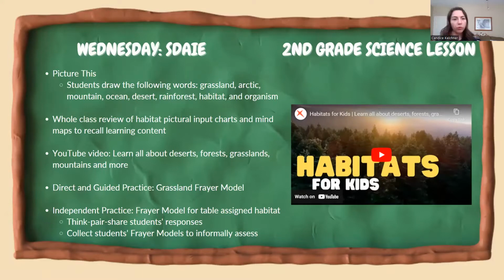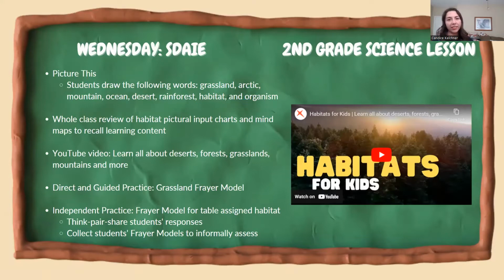So the lesson will start with a picture of this activity. Students will receive a blank sheet of paper, fold that paper so that there's 8 squares on it, and then on each square they'll create an unlabeled drawing for each of these vocabulary words that I'm highlighting for this first point. And then once they've done that, they'll swap with a partner, and their partner will try and label the pictures.